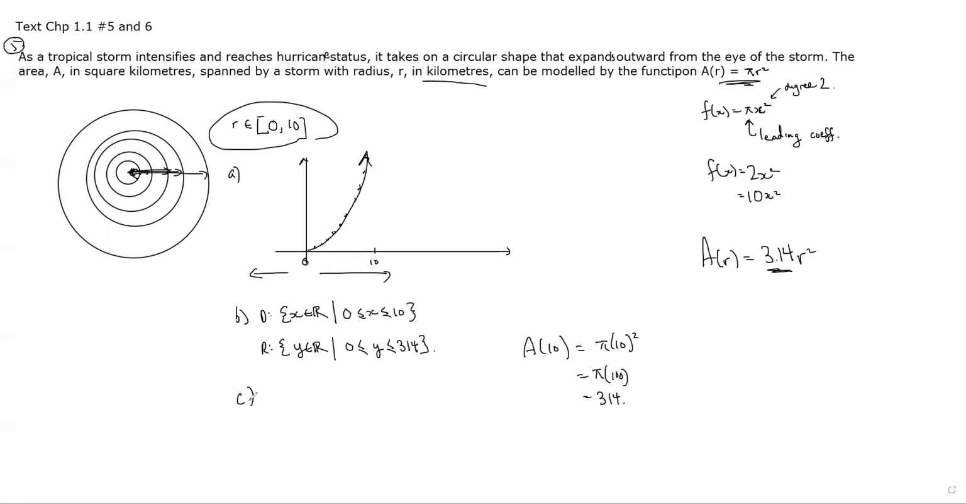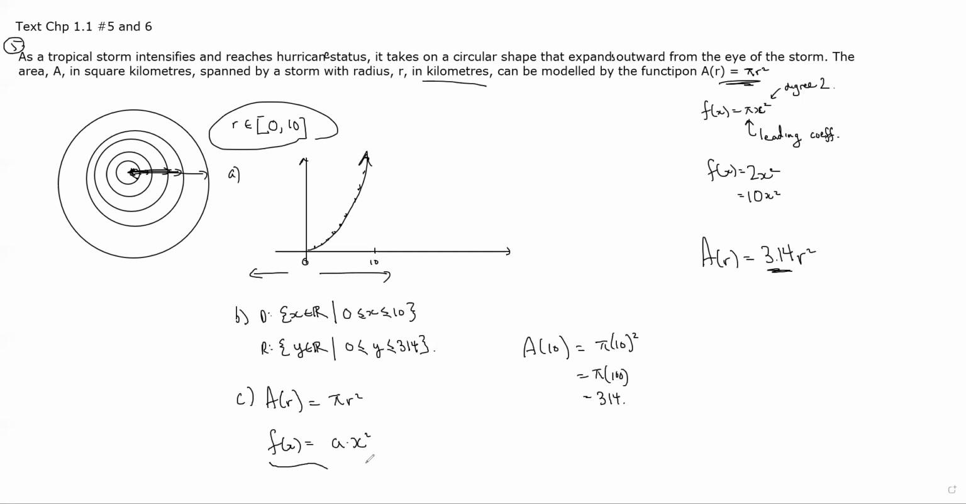Okay, part C, describe the similarities and differences between the graph of A of r and the graph of y equals x squared. Oh, well, I sort of started off with that in this question, right? The graph that we have here, r squared, is basically the same as a power function with a degree of 2, right?